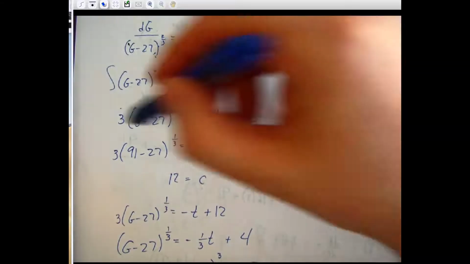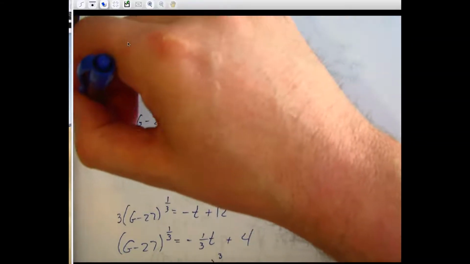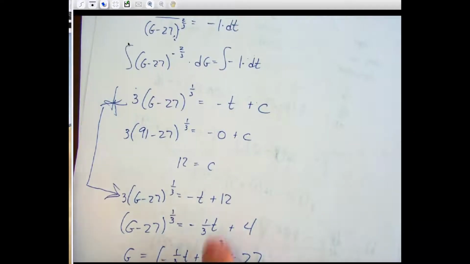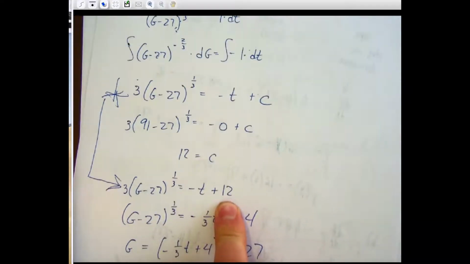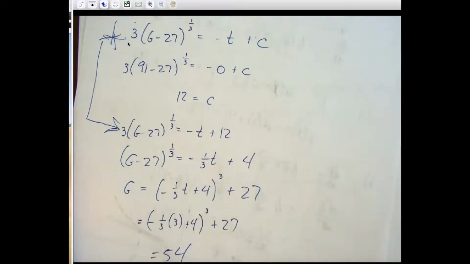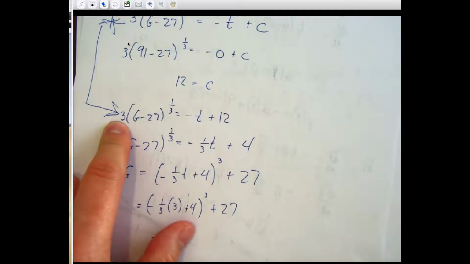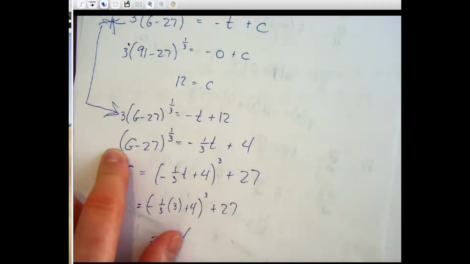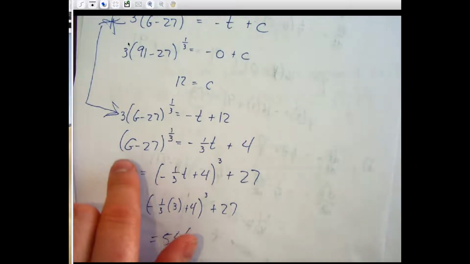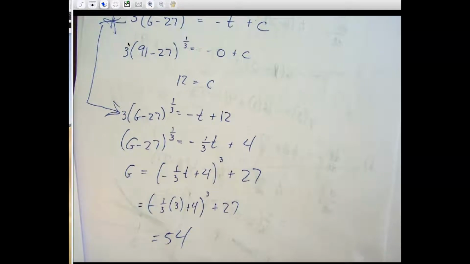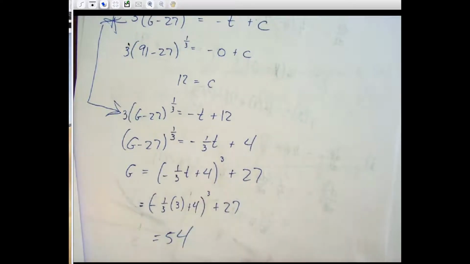Well, now I can take this equation that I had a minute ago and write a better version of it. So I'm smarter than I was 10 seconds ago, and now I know that c is 12. And your job now is to get g by itself. So I multiplied everything by 1/3 to make that go away, and then this is going to be 1/3, and this is going to be 4. And then I cubed everything, and then added the 27 to the other side.